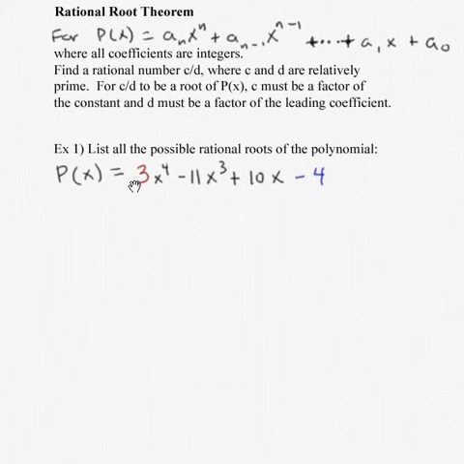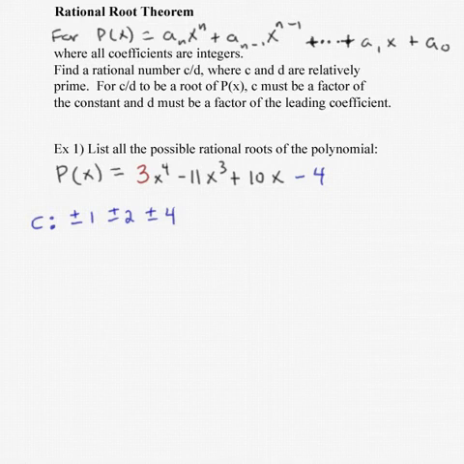What they're saying here is our leading coefficient is 3. Our constant is negative 4. So I'm color coding them. C represents the constant. D represents the leading coefficient. So I'm going to take all the possible ways of factoring negative 4. Could be positive 1 times negative 4. Could be negative 1 times positive 4. It could be positive 2 times negative 2, or it could be negative 2 times positive 2. So my list of all the factors of negative 4, c, the constant, is plus or minus 1, plus or minus 2, plus or minus 4.